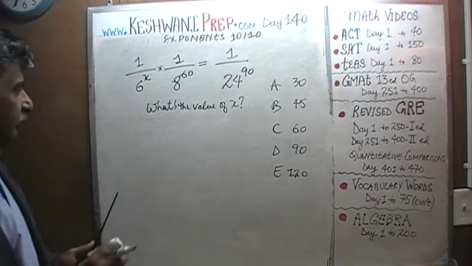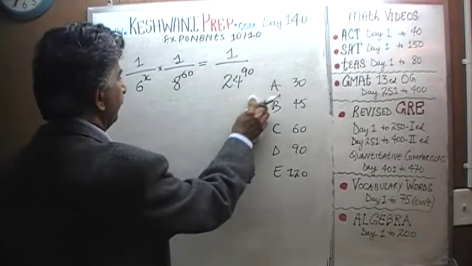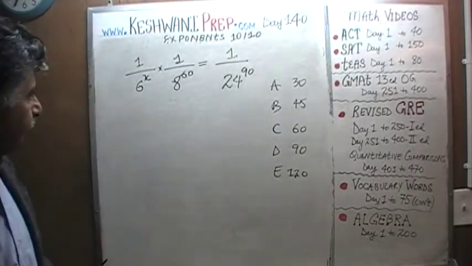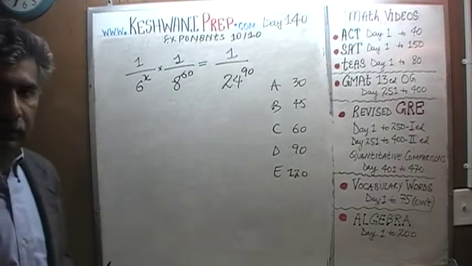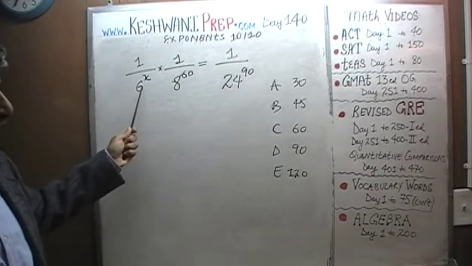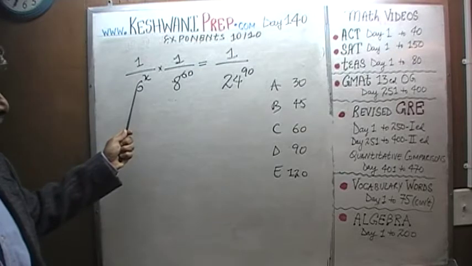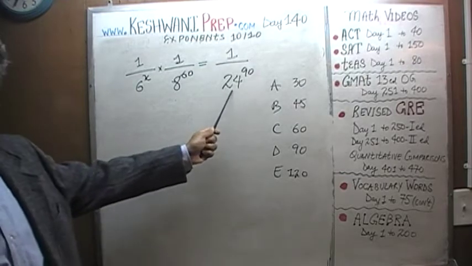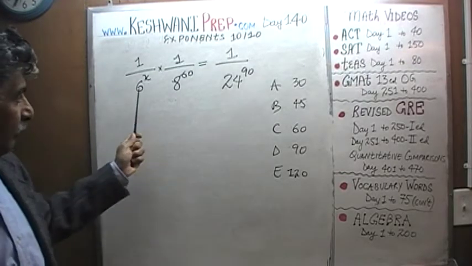Alright, let's do it together, shall we? Let's see what we can do. Well, the key to understanding this concept is that in order for us to figure out what x is in 6 raised to x, this is 6, this is 24. You with me so far? This is 24, this is 6.